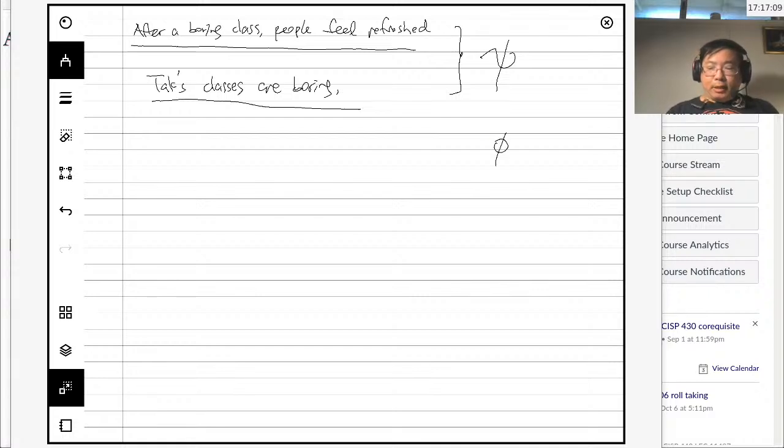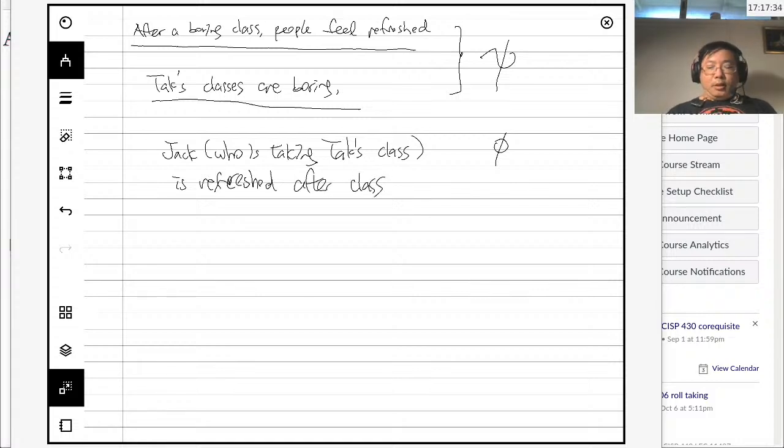In other words, these two would be your psi, okay. So what my phi is: Jack, who is taking tax class, is refreshed after class. Okay? So that statement is actually a theorem in this particular case because it is logically following what is known to be true. So phi here is logically following what is known to be true.